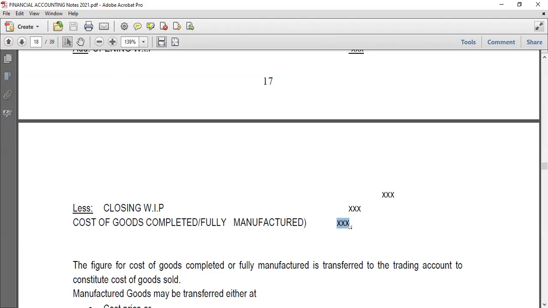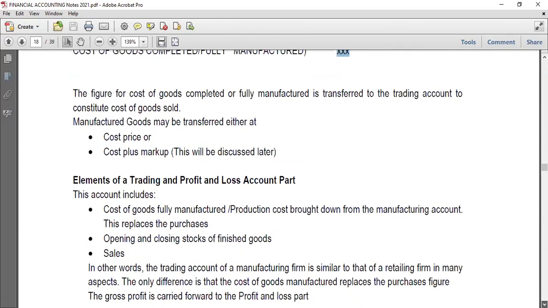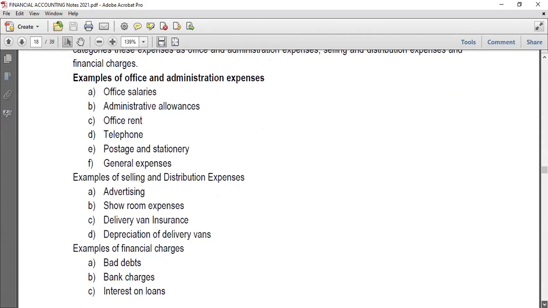Those that have followed this session from the start know we have what we call the prudence concept, which says that we should not overestimate our profits, but cater for any possible losses as much as possible. So that is what we are trying to reflect on today: how do we cater for the unrealized profit at the end of the financial period?